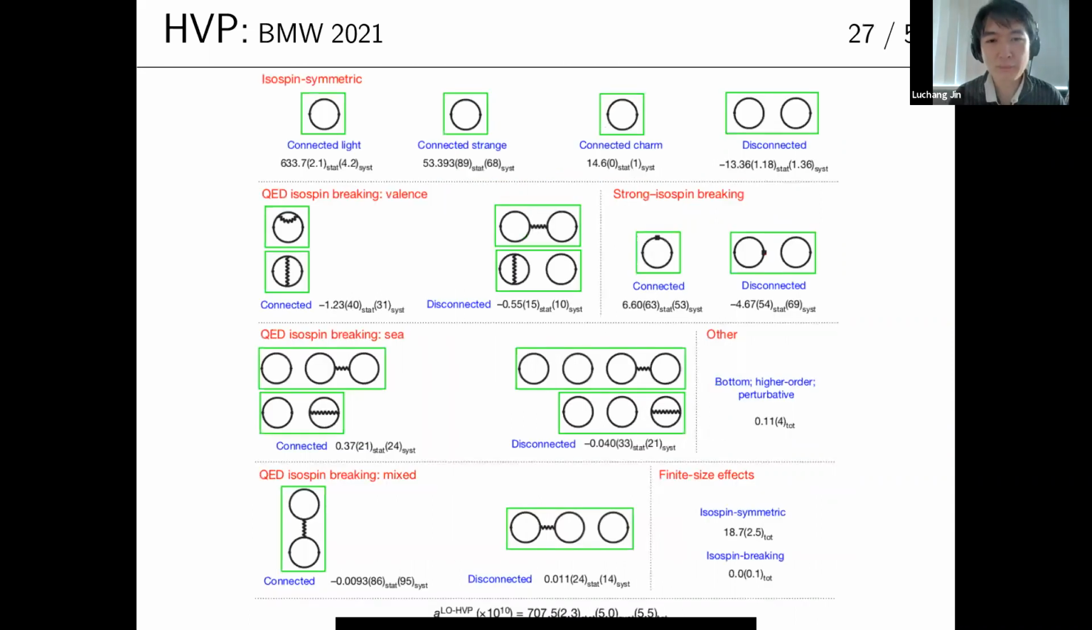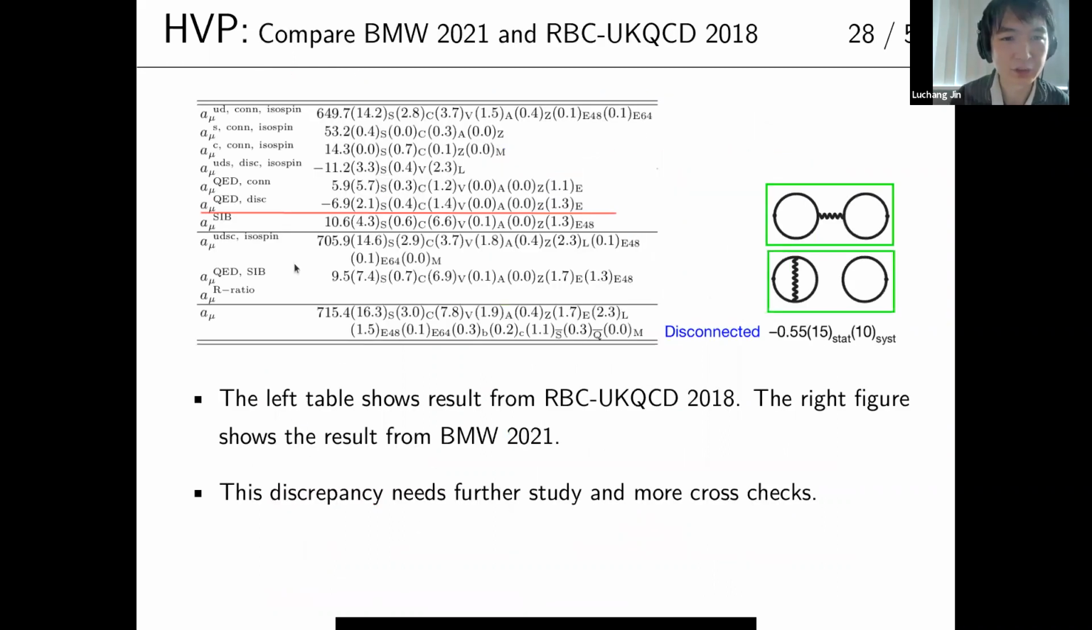So then we can also compare the individual contributions. BMW gives the values for each type of diagram, and for example, RBC/UKQCD also give contributions for each type of diagram, and some of them agree well, but some of them do not. For example, for this particular diagram, there are some discrepancies, and so this also needs further study and more cross checks. And the nice thing is that the cross checks are possible. We can calculate individual diagrams. They are individually well defined and they can be cross checked.